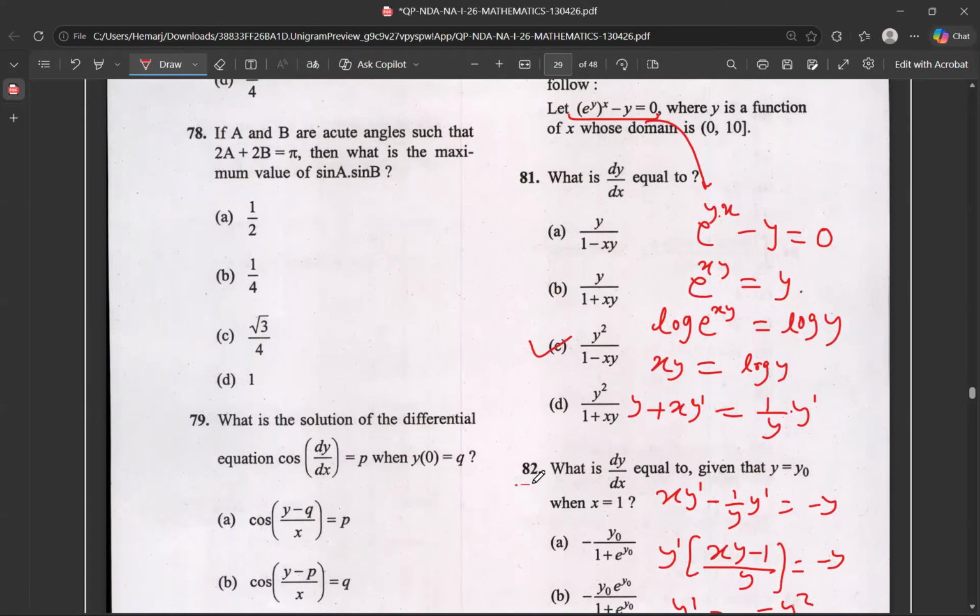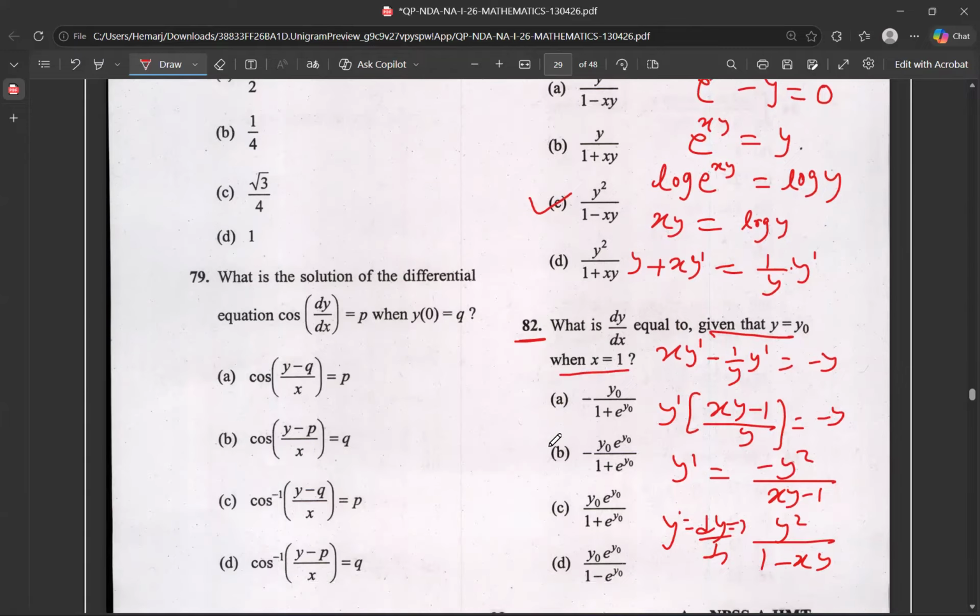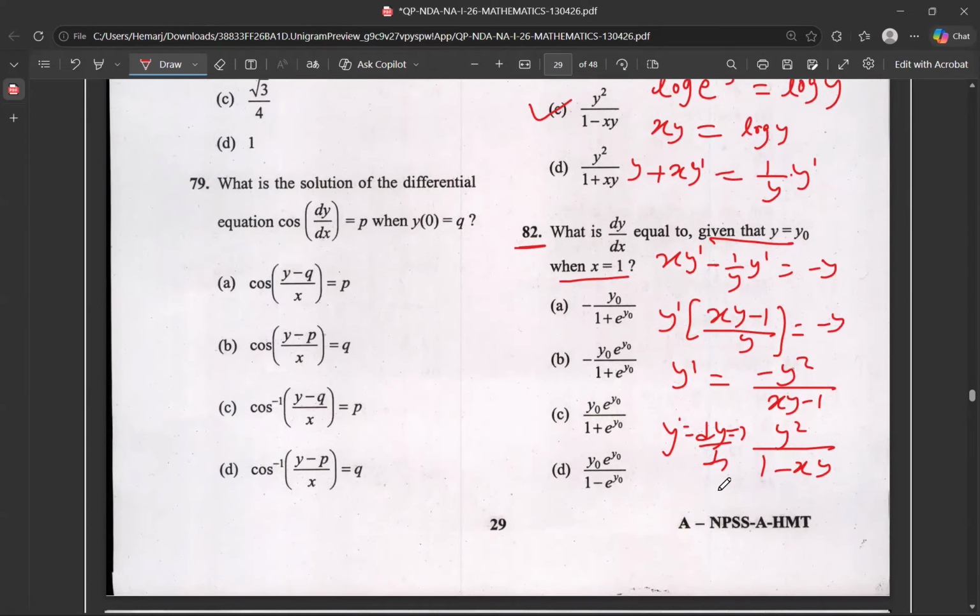Now question 82. It asks what is dy by dx, given that y equal to y dash when x equal to 1. A direct method is to put y equal to y dash here. When we put y equal to y dash and x equal to 1, this will become y dash square divided by 1 minus y dash.